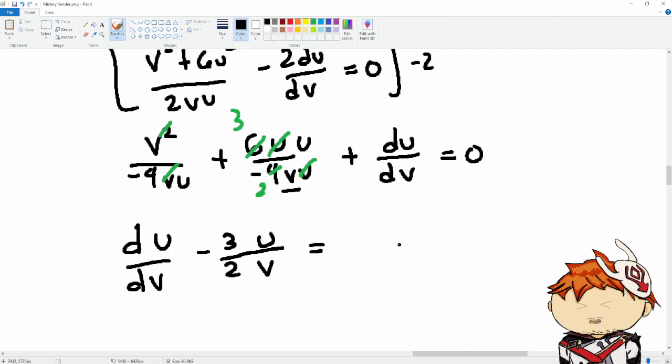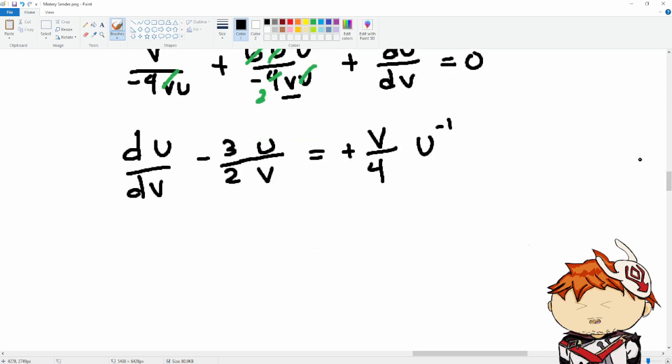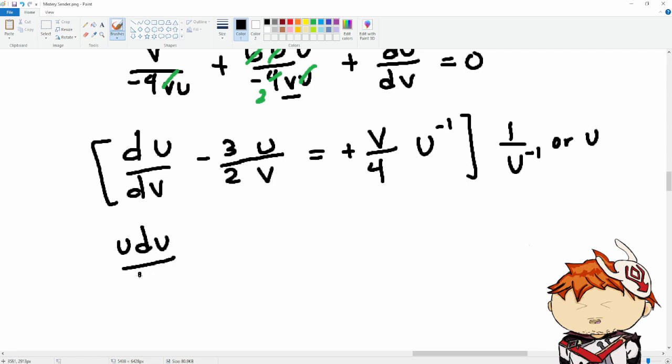Then let's go to the opposite side: 1 over v, positive v over 4, u^-1. Okay, so this is a Bernoulli equation. First degree derivative u, non-first degree or u to the n, right? So we divide both sides by u to the n, divide by u^-1 or multiply by u. That will become u du over dv minus 3/2 u squared over v is equal to v over 4.